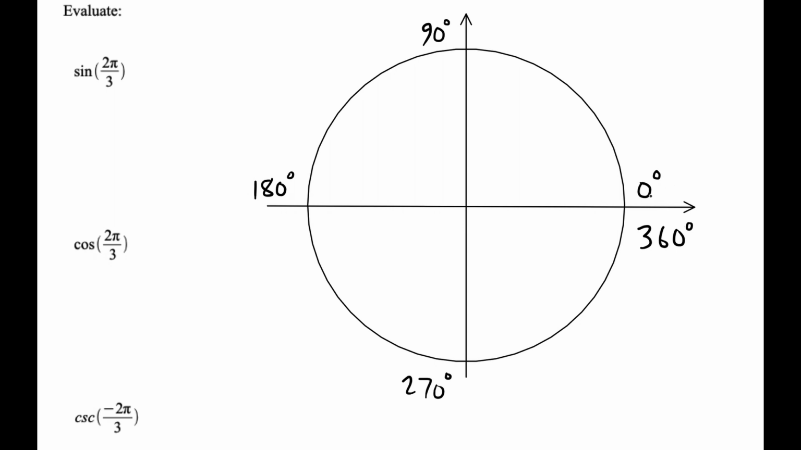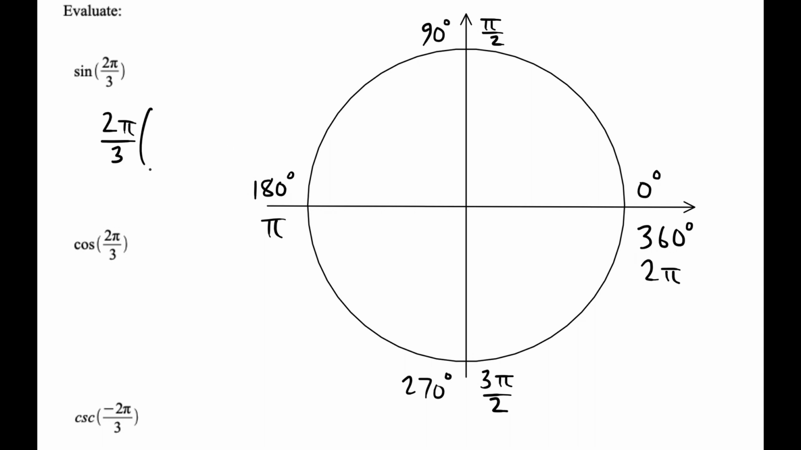When it comes to radians, going all the way around the circle represents a radian angle of 2 pi. So that means that 180 corresponds to just 1 pi, 90 corresponds to pi over 2, and 270 corresponds to 3 pi over 2 as a radian angle. The angle we're given here is 2 pi over 3.